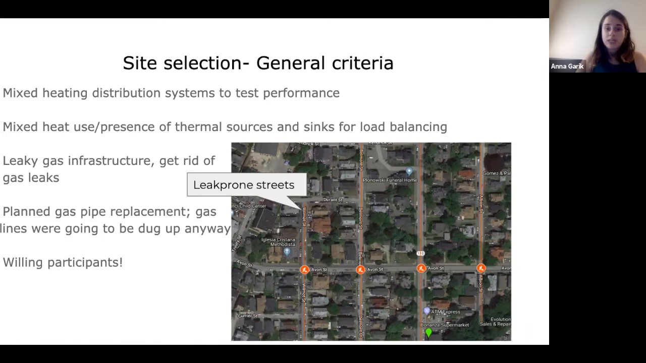And we want it to be in an area with leaky gas infrastructure to take advantage of the opportunity to get rid of these gas leaks by replacing them with geothermal. And then also to have it in an area where a gas pipe replacement is already planned. So if the utility, or if Eversource, was already planning on going in there and digging up the gas pipes, why not just replace it with geothermal? And then the last one is willing participants, which is always helpful.